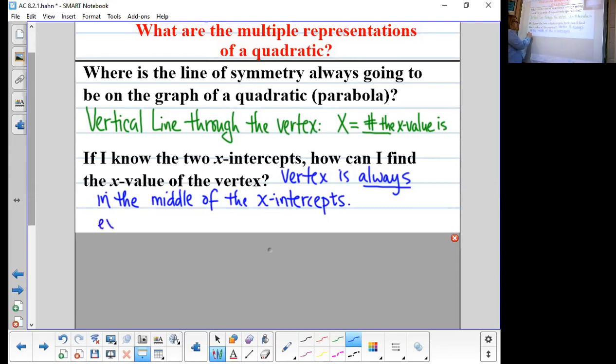So for example, the x-intercepts of Jen's, I think it was, were 0 and 8. So if my x-intercepts are (0, 0) and (8, 0), halfway would be 4. So I know that the x value of my vertex is 4.